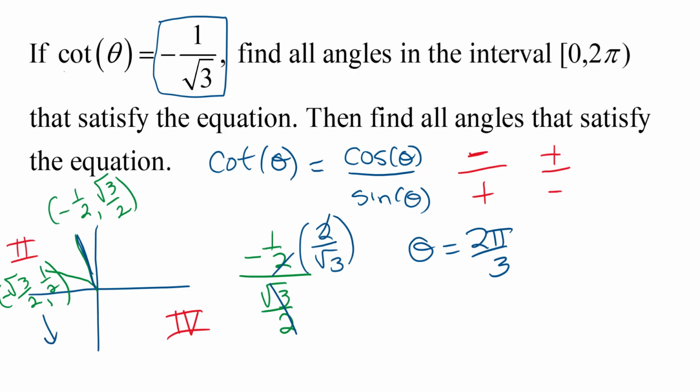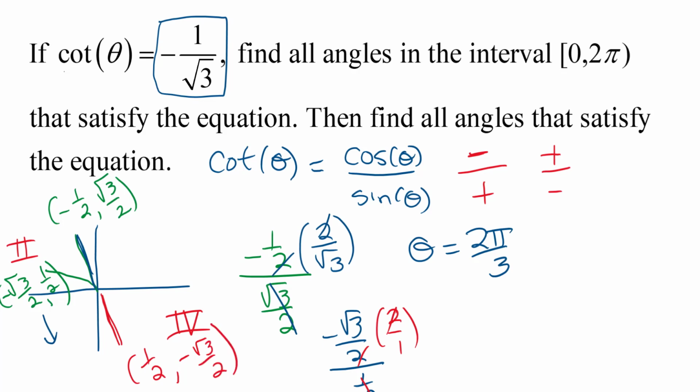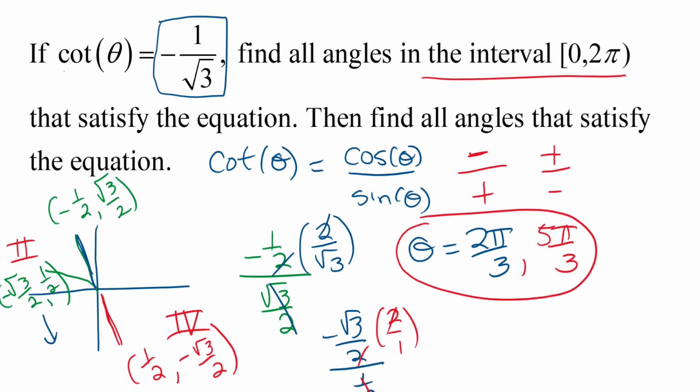Had we checked this one out, we would have done the negative square root 3 over 2 over 1/2, and when I took the reciprocal there, that one would have been negative square root 3. So we know it's the 2 pi thirds, and we also know it's going to be the same type angle in quadrant 4, so that would be down here where we have a 1/2 and a negative square root 3 over 2. So that angle is 5 pi thirds. So here are our 2 answers on the interval from 0 to 2 pi.